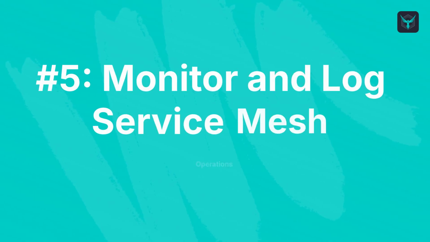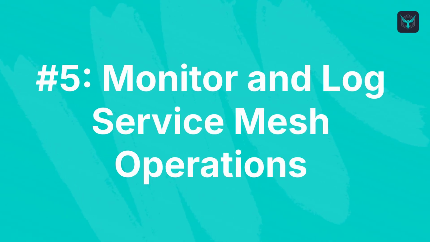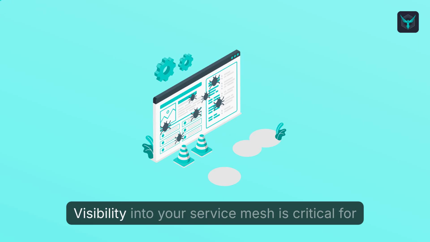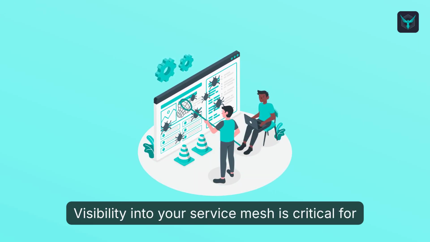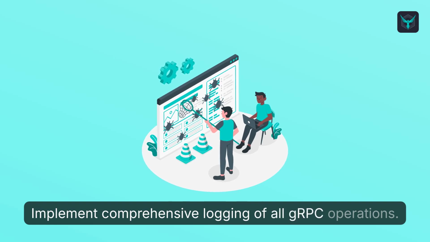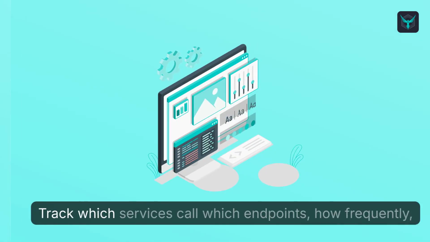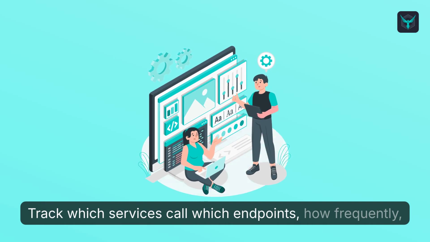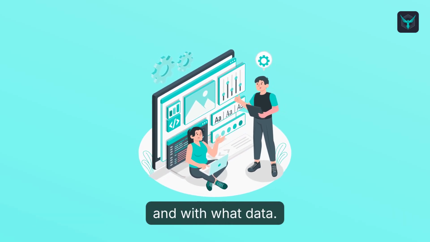Number 5. Monitor and log service mesh operations. Visibility into your service mesh is critical for security. Implement comprehensive logging of all gRPC operations. Track which services call which endpoints, how frequently, and with what data.